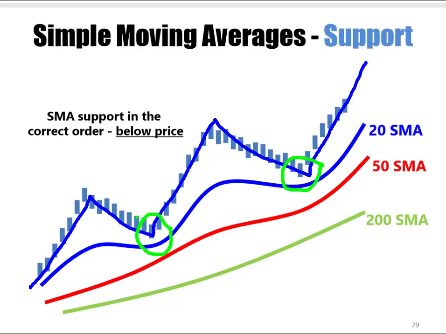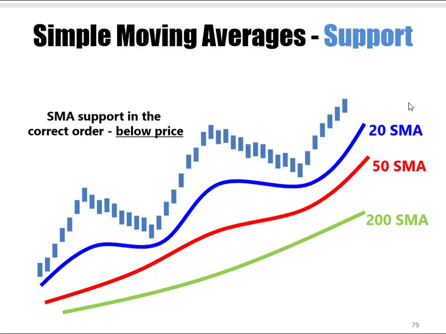So if we know we need to look for high probability setups in this area here, we can now see that when the market is trending to the upside, not only will we have our trend line through the middle or through the bottom, of course, acting as trend line support, we also have our moving averages in the correct stacking order.